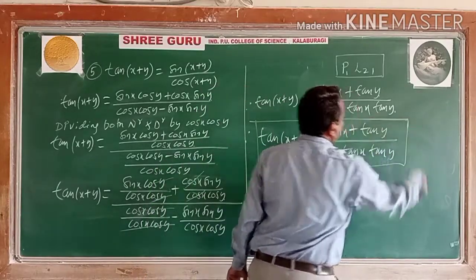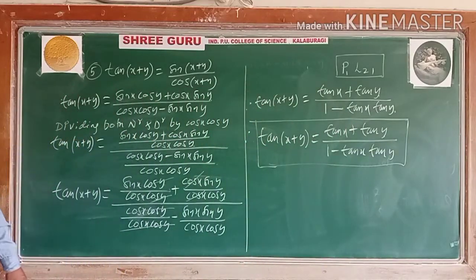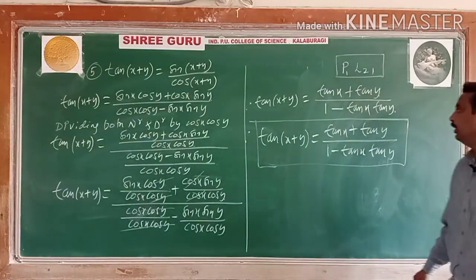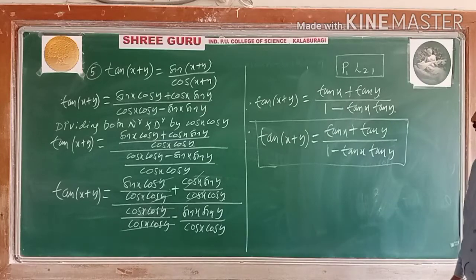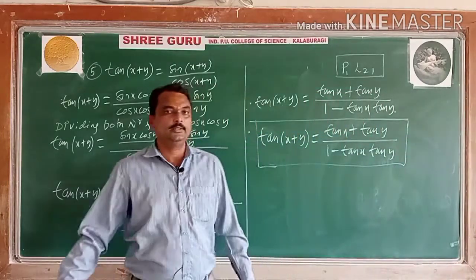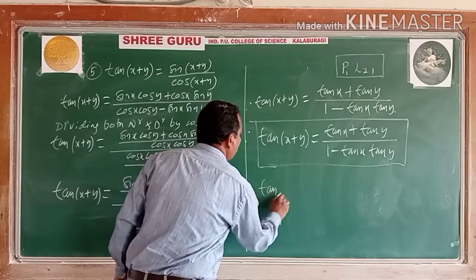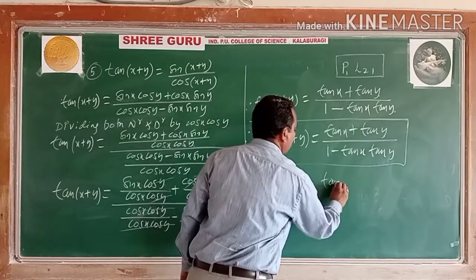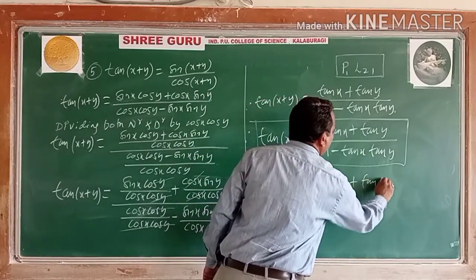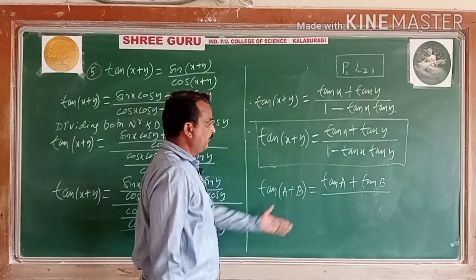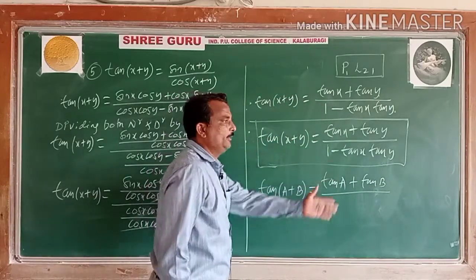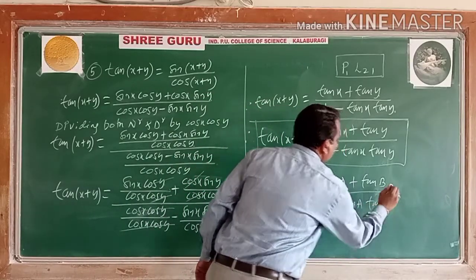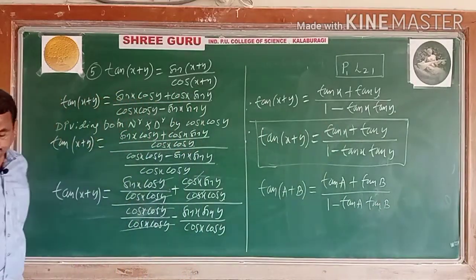This is the tan of x plus y. Tan sum formula is the tan of sum formula, students. Tan of x plus y is equal to tan x plus tan y divided by 1 minus tan x into tan y. In terms of A and B also you may write tan A plus B is equal to tan A plus tan B divided by 1 minus tan A into tan B, whatever the angles, alpha and beta. So this is the fifth result, students.